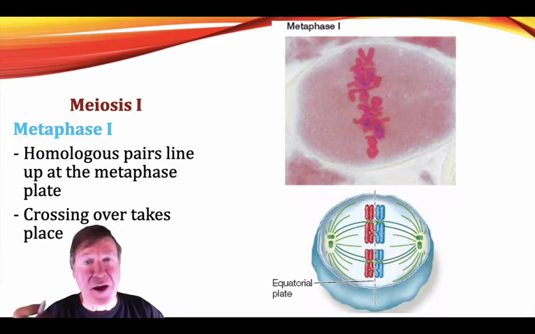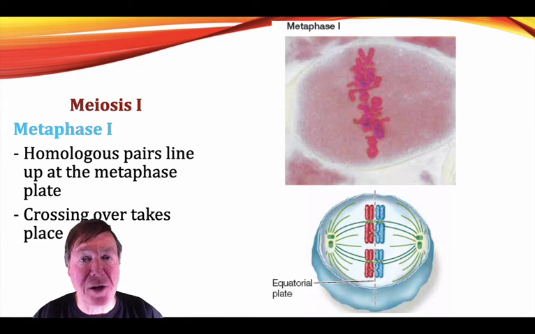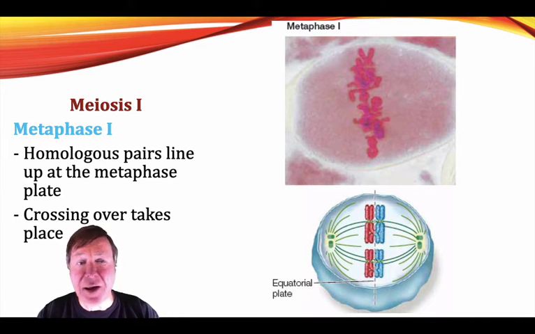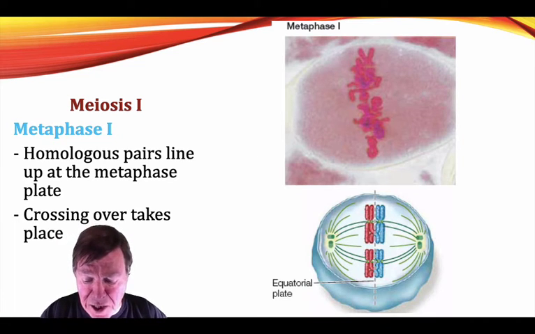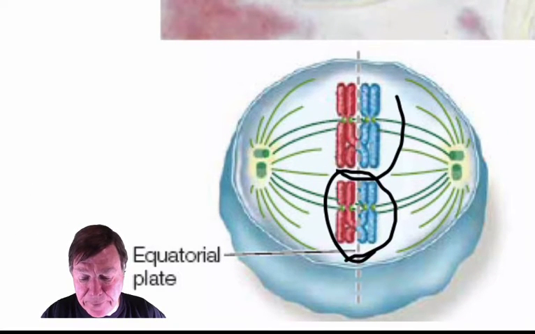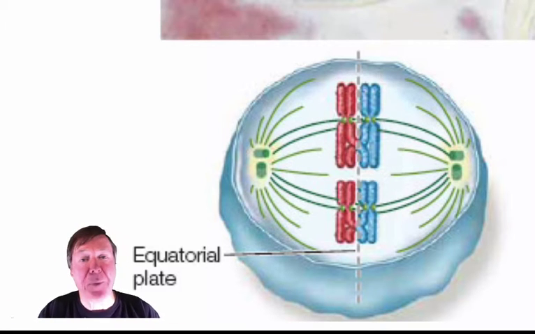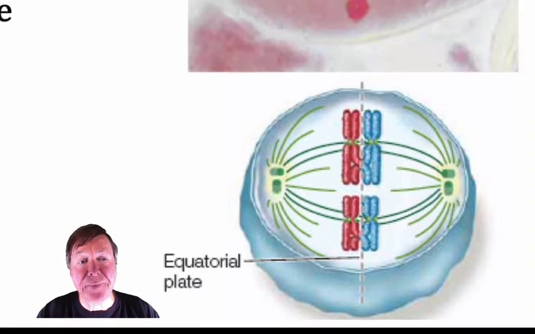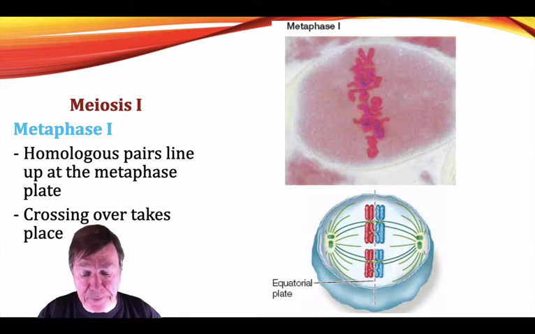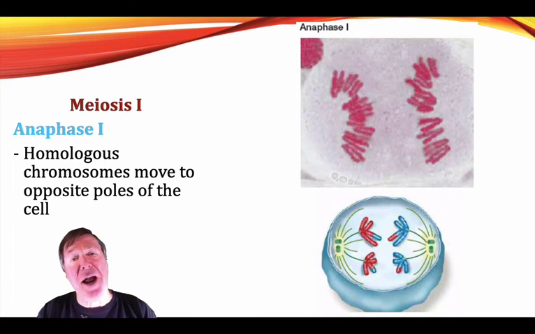Okay, metaphase. What happens in metaphase during mitosis? The chromosomes line up in the middle. Same thing here. Exactly the same thing. And this is, again, where the crossing over takes place. You can see it taking place here. All right? So crossing over. But all they're doing is lining up in the middle. Metaphase 1. Same. Takes us to anaphase 1.